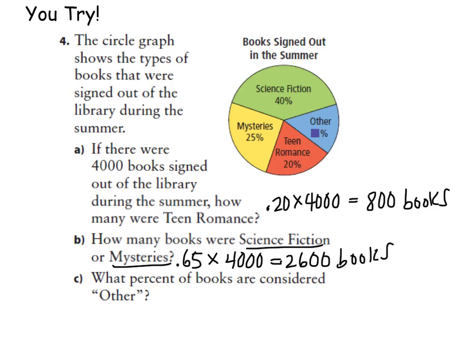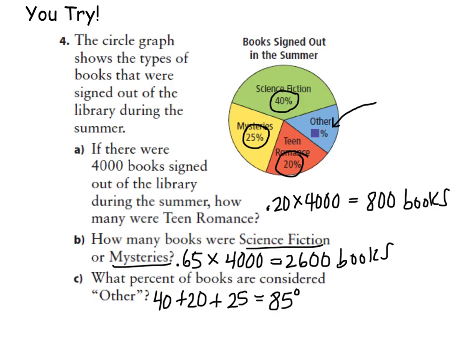And the last question, what percent of the books are considered other? This is one of those questions where other is not given to us, and so we need to first add up the other percentages that we do know. 40% for science fiction, 20% for teen romance, and 25% for mysteries. That adds up to 85%. So if there's 100% in a circle, 100% minus 85% is 15%.